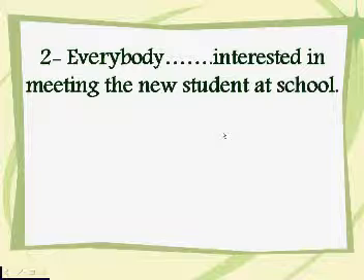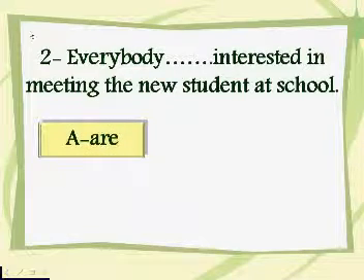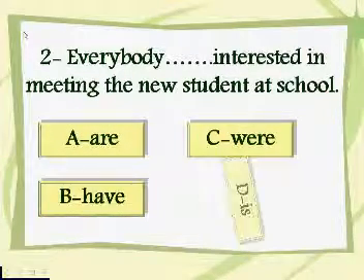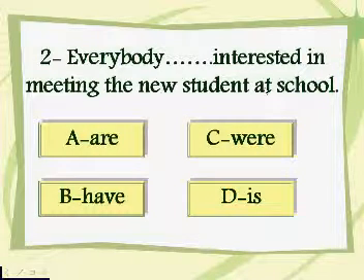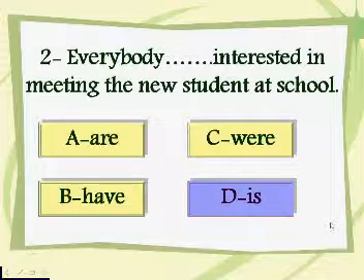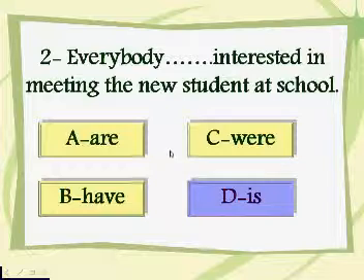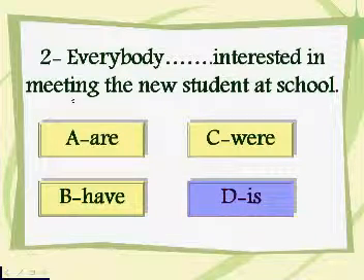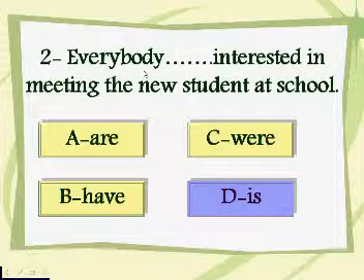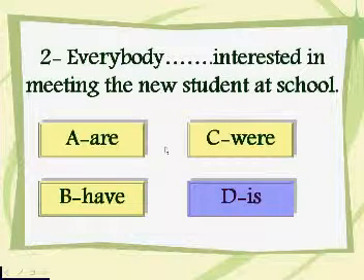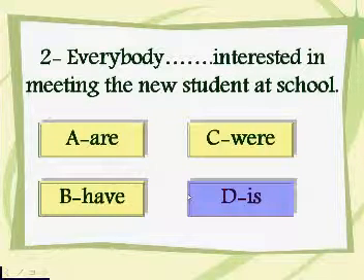Another question. Everybody that's interested in meeting the new student at school: are, have, where, or is interested in meeting the new student at school. Everybody are, everybody have, everybody where, everybody is. And the answer is is. Everybody is interested in meeting the new student at school, of course, because everybody is a singular word. We know that the meaning is all the persons, but it is used as a singular word, so we say everybody is interested in meeting the new student at school.